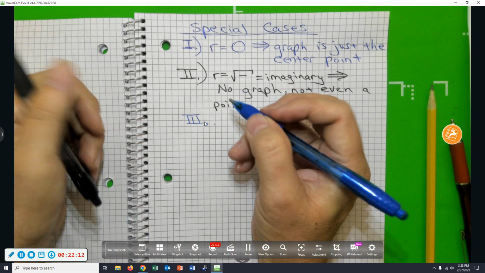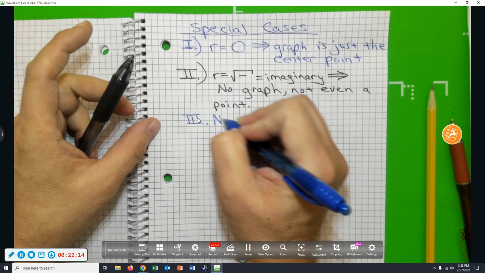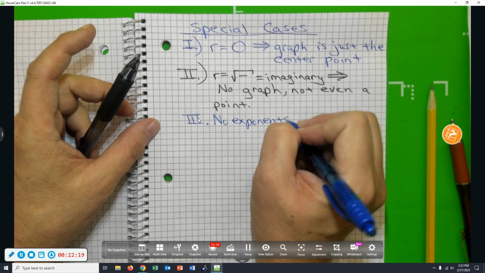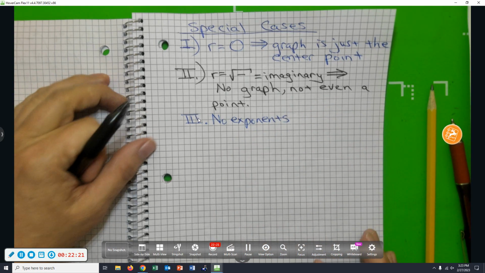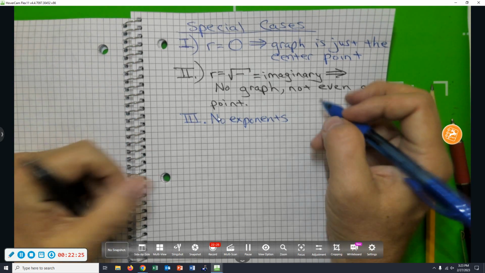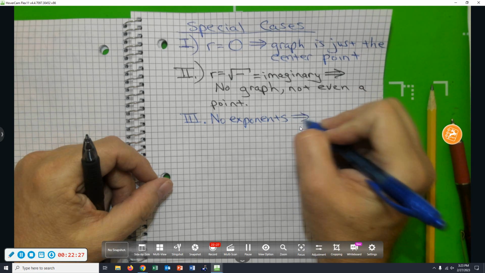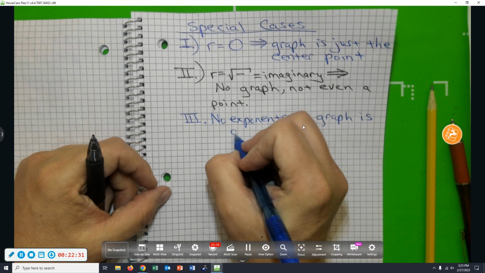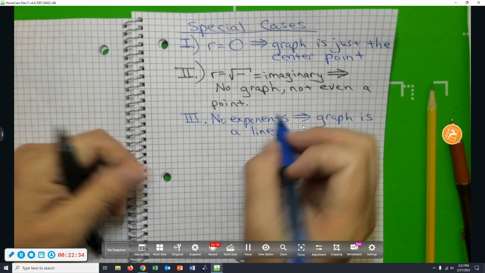There's one other, third case. Suppose in your equation there are no exponents. That's the first thing we graphed in this course, the last time we met. We had a whole class over lines. So if there are no exponents, then it's not a circle. The graph is a line.